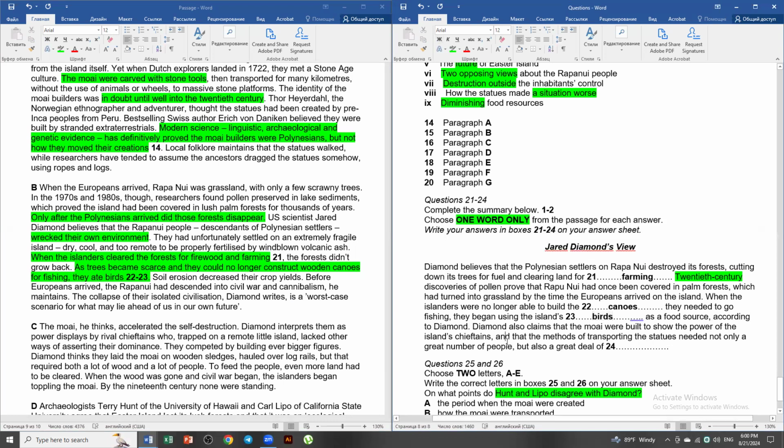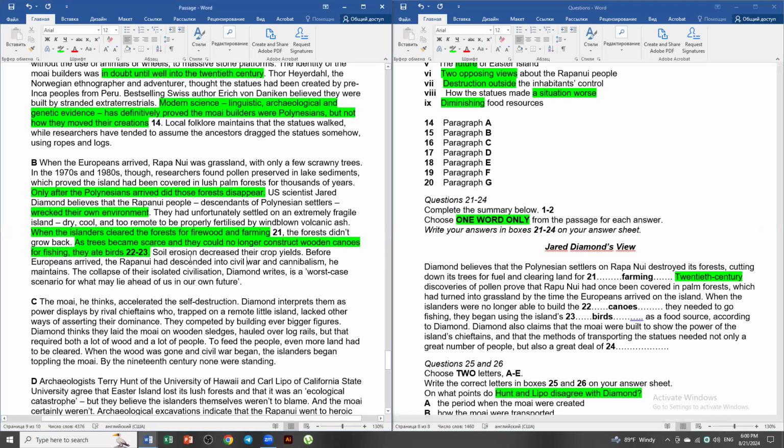According to Diamond, the Moai were built to show the power of the island's chieftains. Soil erosion decreased their crop yields. Before Europeans arrived, the Rapa Nui had descended into civil war and cannibalism. He maintains the collapse of their isolated civilization, Diamond writes, is a worst case scenario for what may lie ahead of us in our own future.